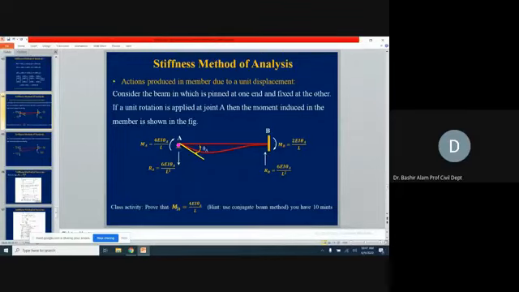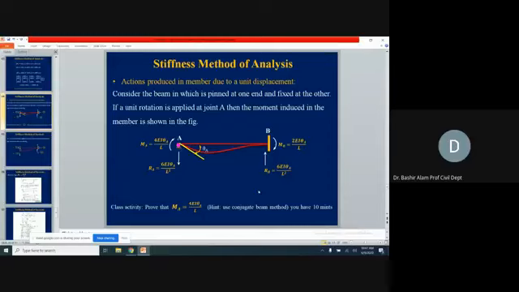So now prove that MA is equal to 4EI theta A divided by L. This is your class activity. We don't have time for this class activity now. So what I'll do, I'll go quickly over this one and we'll prove this also for you so that you have more confidence.